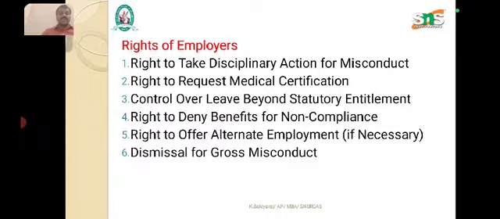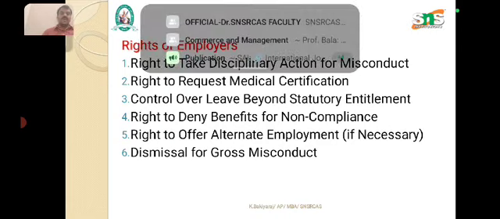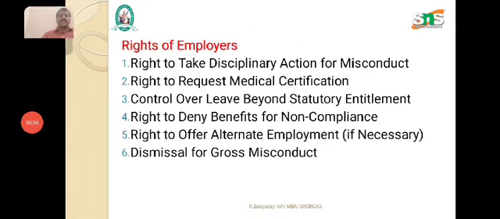I want to give an overview of the previous part, the introduction to maternity benefits. We discussed the definition of the term maternity benefits, who is eligible for maternity benefits, and what the disqualifications are for claims under maternity benefits. We also covered how to calculate the wage and the average daily wages, and how to compute the maternity benefits in this Act.